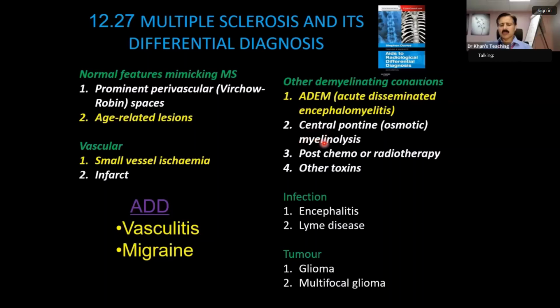Now, central pontine myelinolysis. Remember this word, central pontine myelinolysis. Now the teaching is don't use this word. Use osmotic myelinolysis. Why? Basically, this condition can also involve structures other than the pons. And sometimes the pons might not be involved, by the way. That can also happen. So I'll show you a case, and this has come in the exam, osmotic myelinolysis.